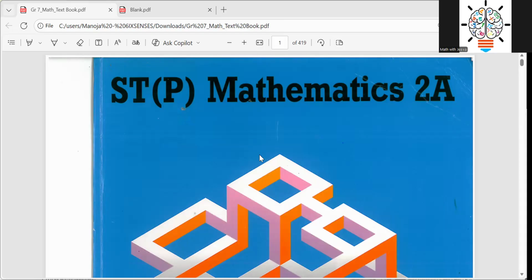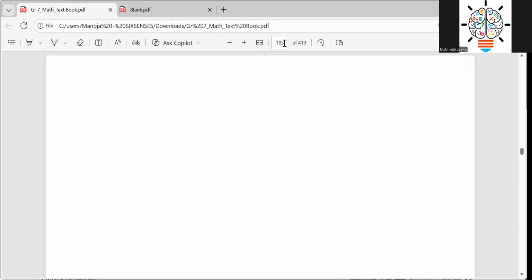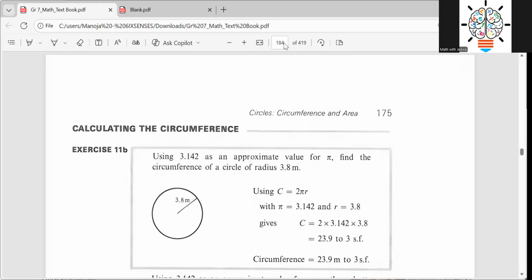Today I am planning to revise the same topic we were discussing in the previous video, that is area and circumference of a circle, right? So then I will move to the relevant page and I will explain a few examples. And so this is where we are.